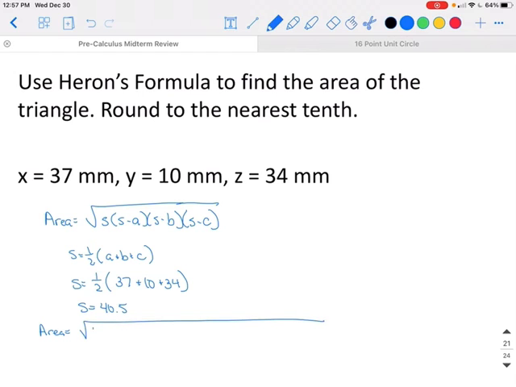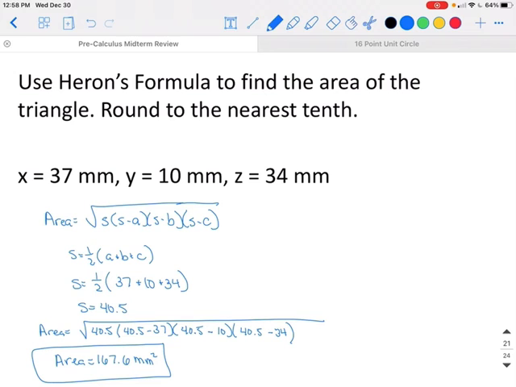So if we need to find the area, we're going to do 40.5 times 40.5 minus the length of the first side times 40.5 minus the length of the second side times 40.5 minus the length of the third side. And this will give you an area of 167.6 millimeters squared.